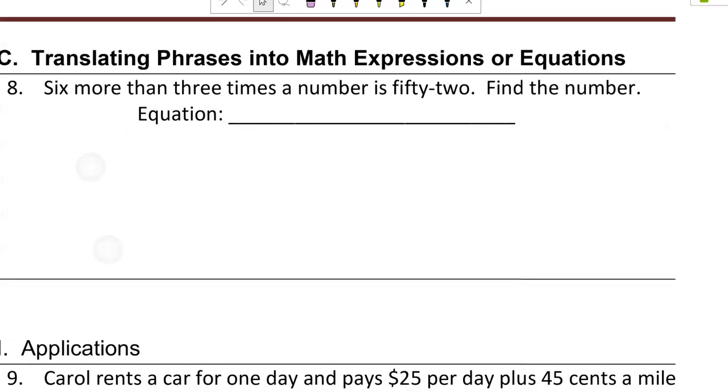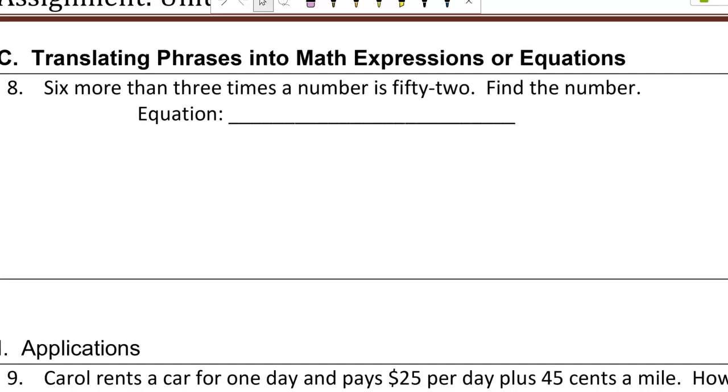6 more than 3 times a number is. Remember, "is" is the same as equals. And they've told us it is 52. How do we do 6 more than a number?